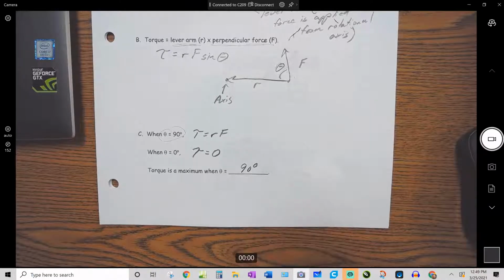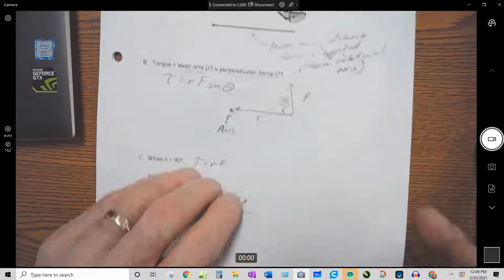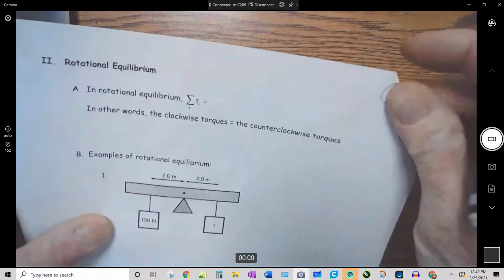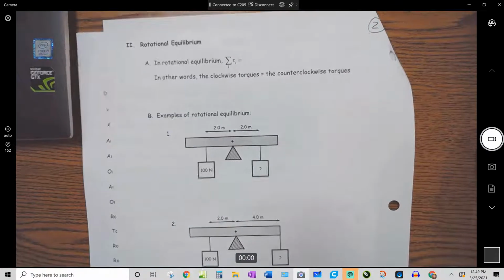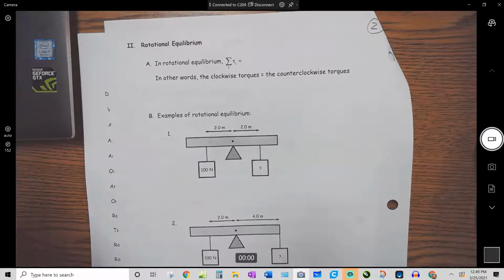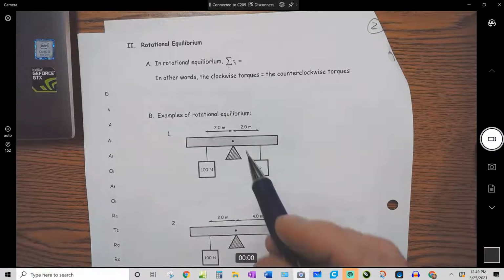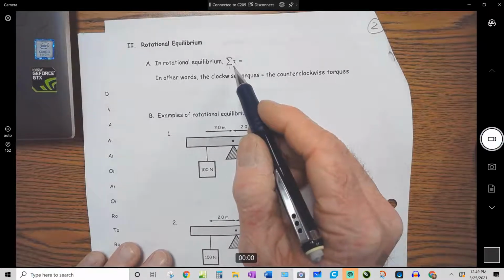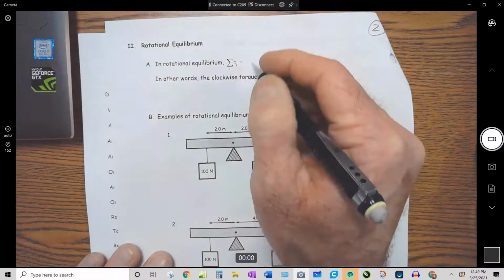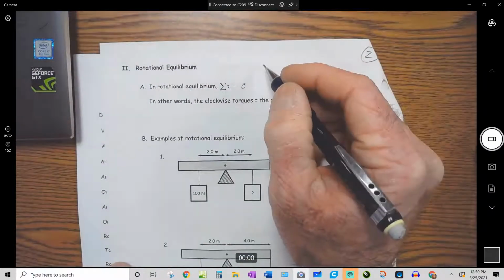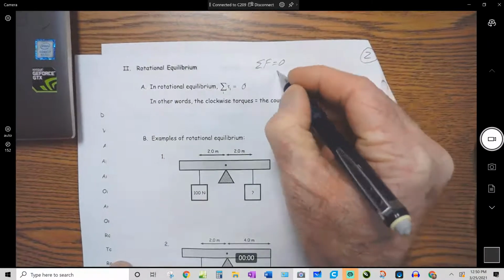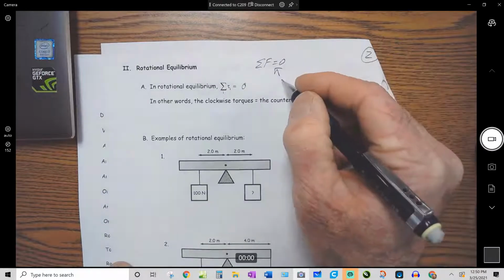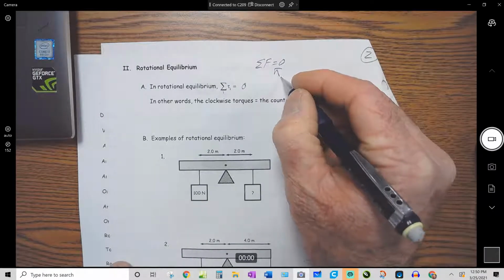Now for what I consider to be the pleasant part. This is all about balancing torques and rotational equilibrium. There can be a couple of kinds. Rotational equilibrium happens when net torque is 0, just like when net force equals 0, this would just be regular equilibrium.